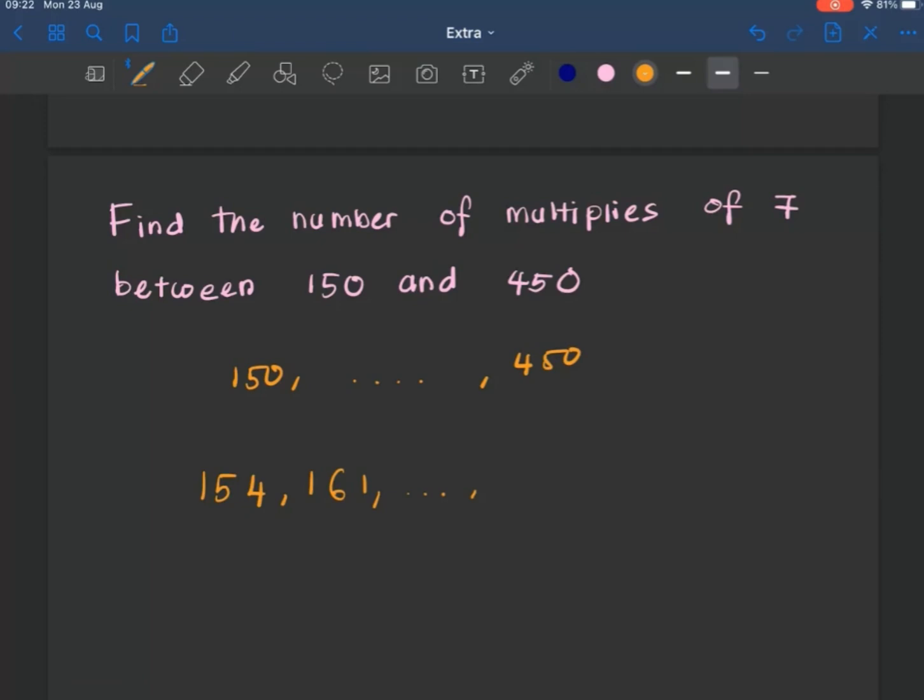Tidak miss. So nombor yang sebelum 450 yang multiplies of 7. 449, bukan. 448, 448 miss. Okay, ini kita punya sequence. Okay, ini sequence kita. Right, thank you Azhar.